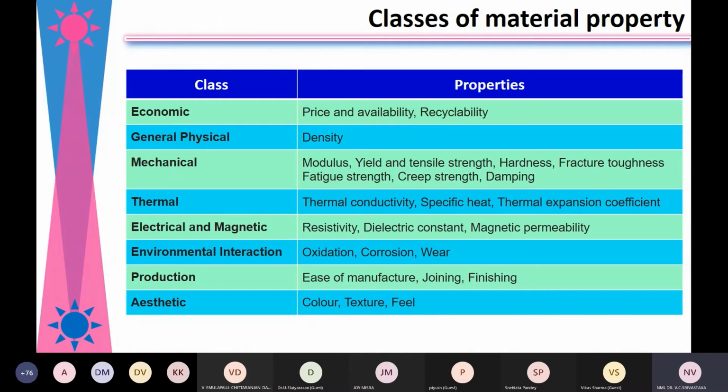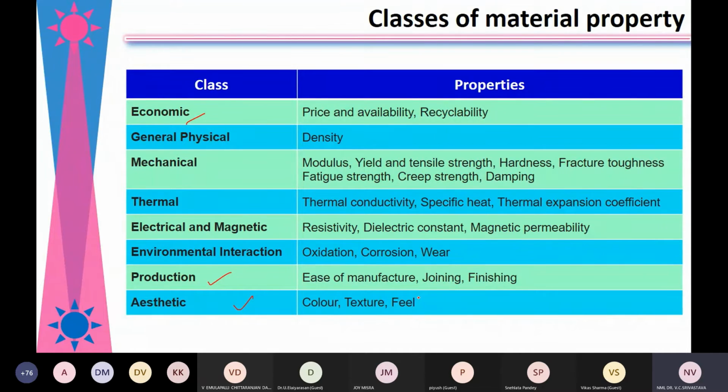Then we classify the material properties required for designing any product. Designing a product and making it economical is a very important thing. Then there are the properties we talked about. Then ease of manufacturing, whether we can join it or not, and what surface finish properties we want. Aesthetics also play an important role: what color, texture, and what kind of feel you have when you touch it. All these things determine the product design and development, along with the materials and selection of processes.